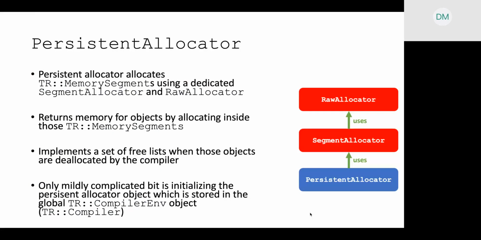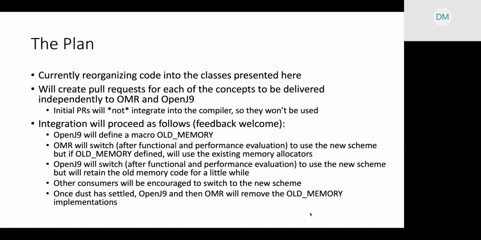There's a mildly complicated bit here in trying to initialize the persistent allocator object at the very beginning, which resides inside the TR compiler end object, which everyone references as TR::Compiler. But beyond that, this is a relatively simple thing. Okay, that's lots of stuff.